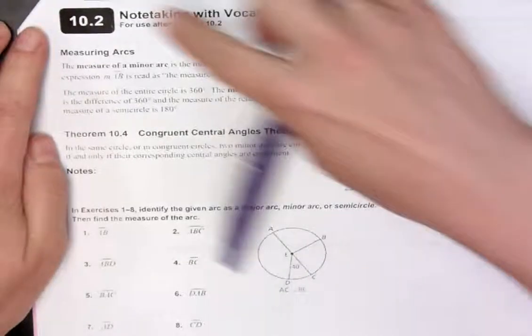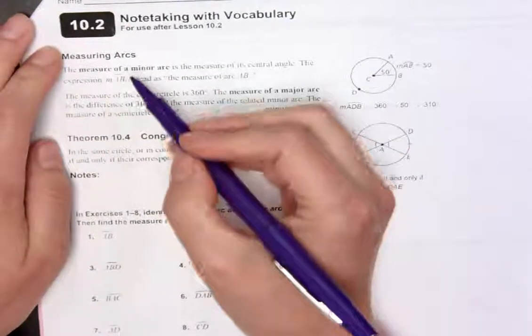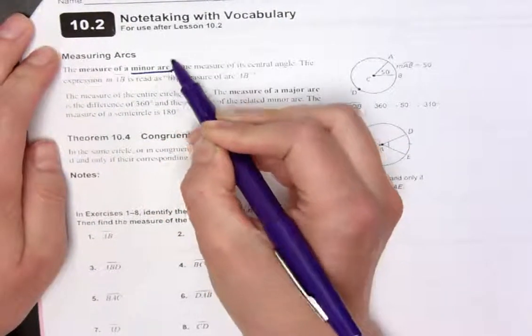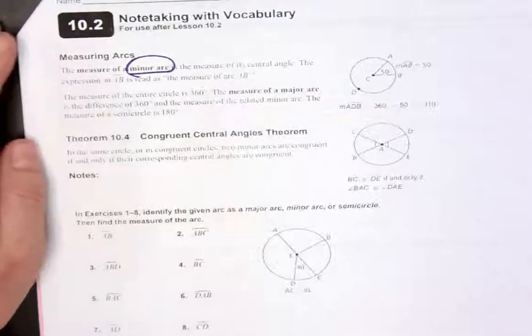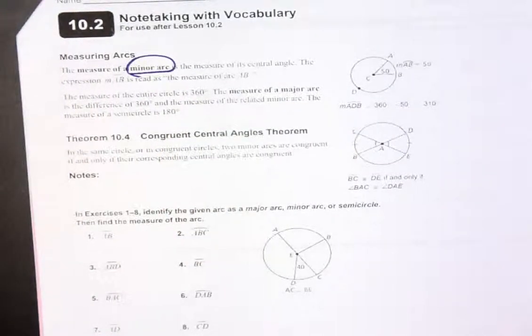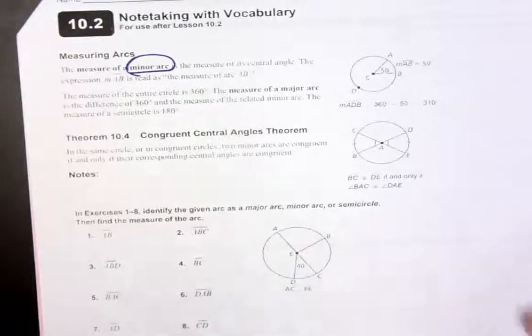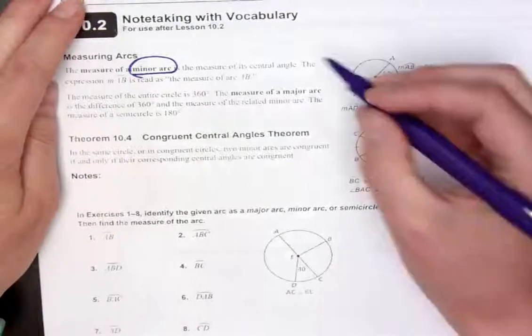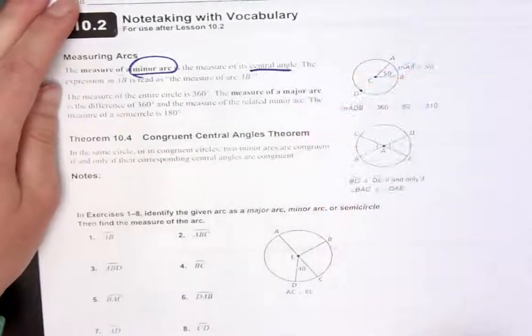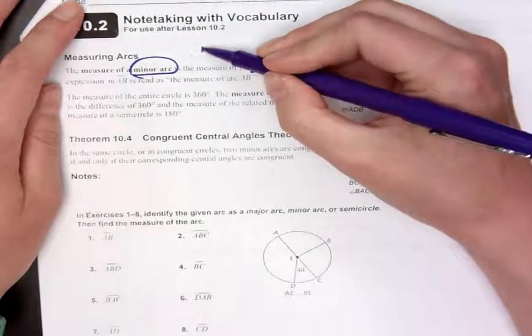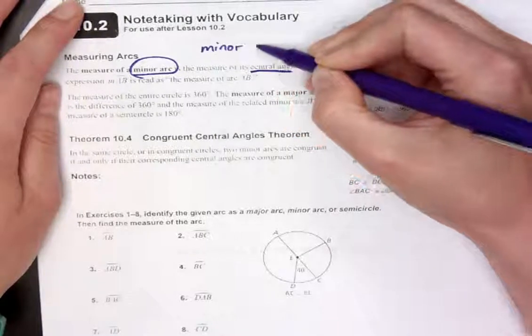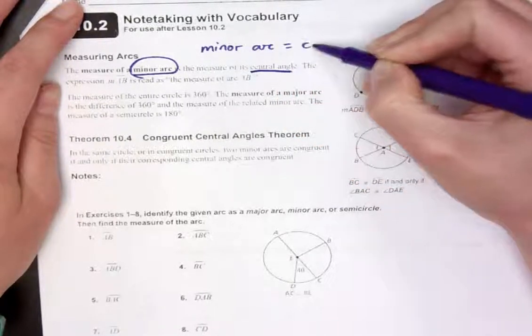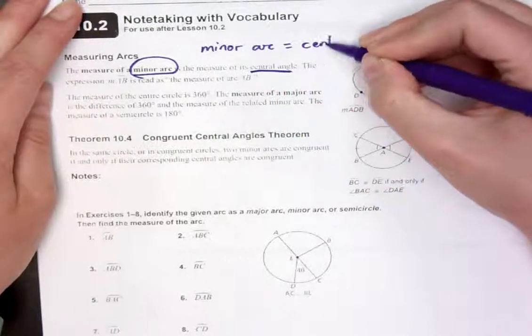Okay, so we have a couple vocab words here. So minor arc, I would circle it or something. We're on page 9 in your packet if you're not with me already. It says it is the measure of the central angle. So minor arc equals the central angle.